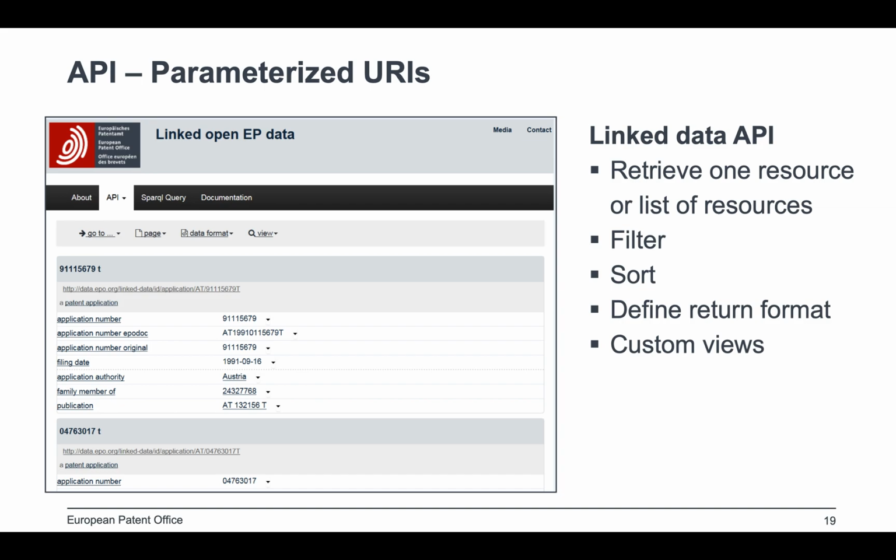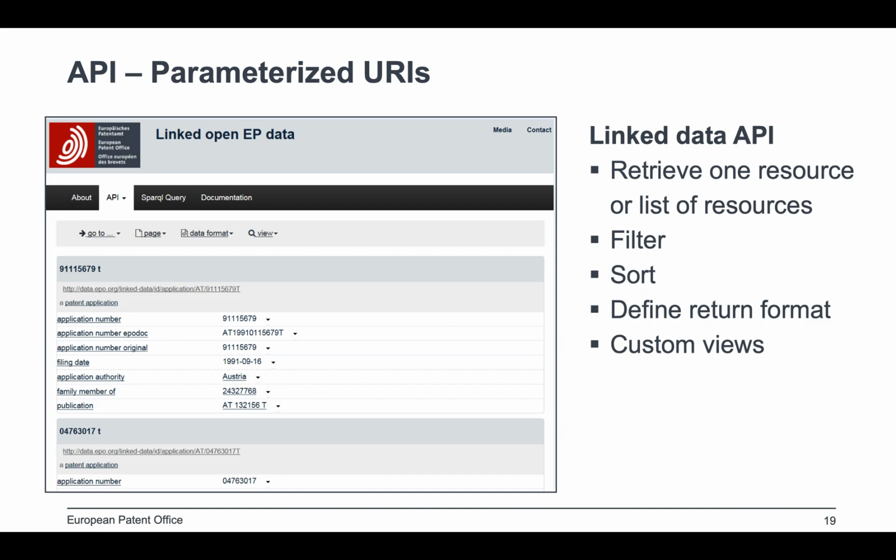This API can also be parameterized. You can filter, you can sort, you can retrieve the information as it's done here as HTML, but you can also retrieve it as JSON or other formats. All that is documented in the documentation page, which you also find here.